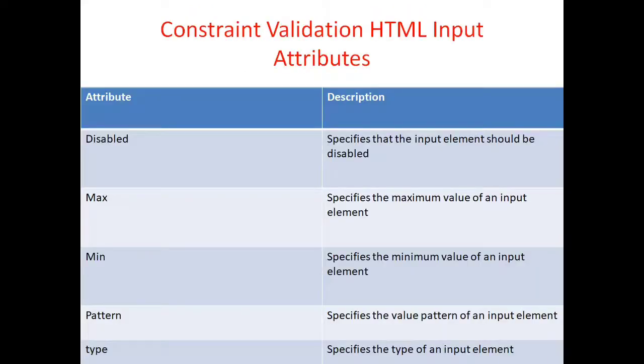The HTML validation input attributes are disabled, which specifies that the input element should be disabled. Max specifies the maximum value of the input element. Min specifies the minimum value of an input. Pattern specifies the value pattern of an input, and type specifies the type of an input element.